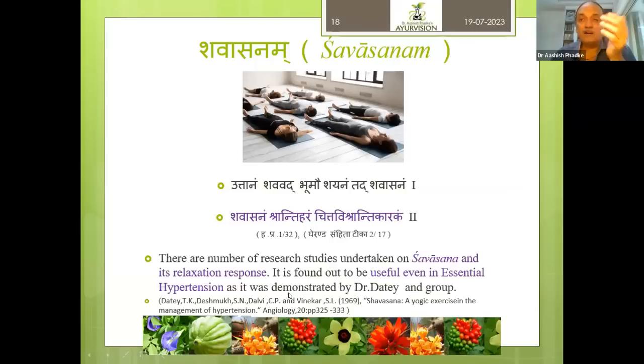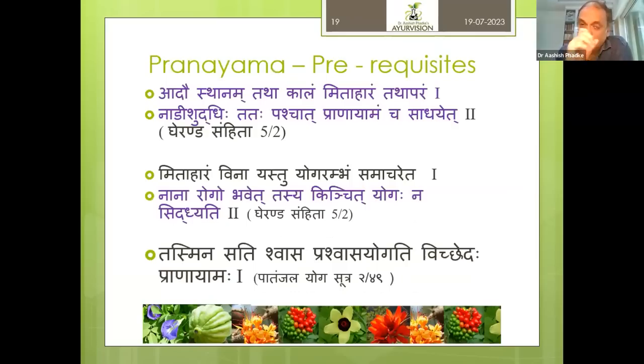But very interestingly, my Guruji, that is Dr. Nimbalkar Guruji, along with his son, Swami Kolanandaji, helped them in undertaking this particular session, and they got a very good outcome out of this. And he presented a paper in one of the international conferences on hypertension. So anyway, this was with Shavasana.